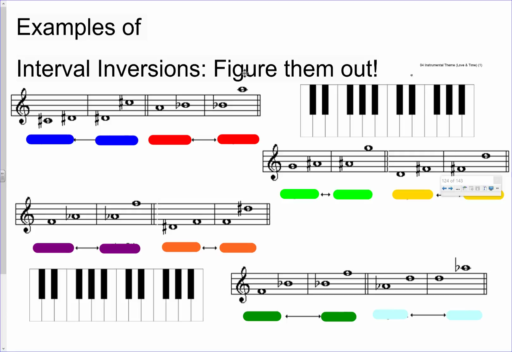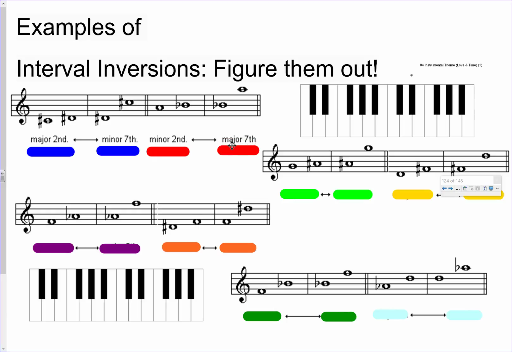So you should be done with the blue and the red. Let's see how you did. Major second inverts to a minor seventh. Minor second inverts to a major seventh. Next, try the light green and yellow.